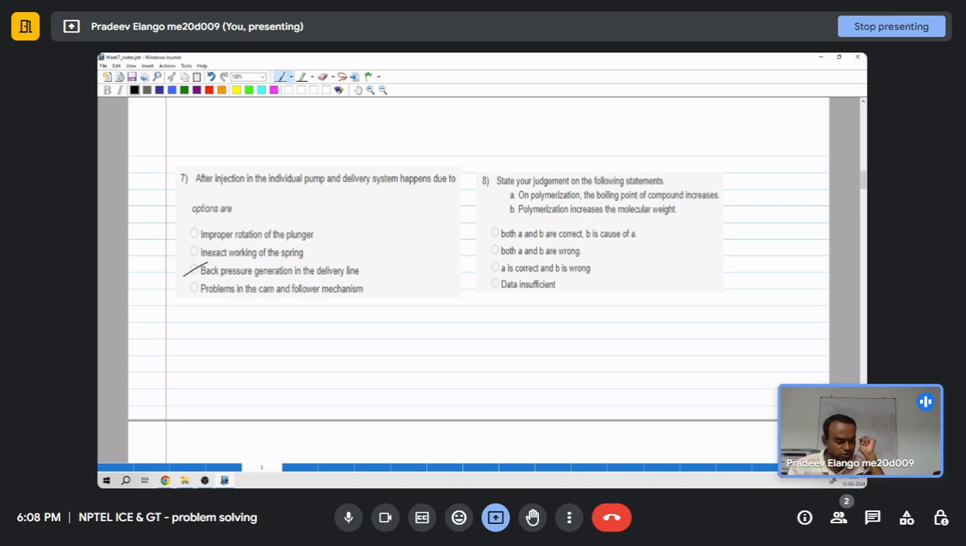State your judgment on the following statements. On polymerization, the boiling point of compound increases. Polymerization increases the molecular weight. So polymerization is the process where a small hydrocarbon becomes a long chain hydrocarbon. So both A and B are right, because long chain hydrocarbons will generally have higher boiling point compared to small chain hydrocarbons.